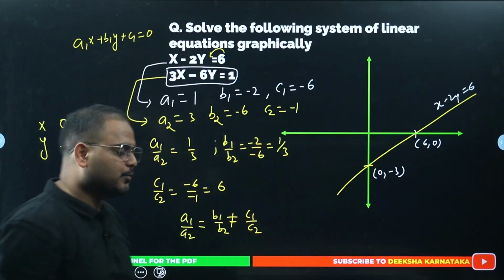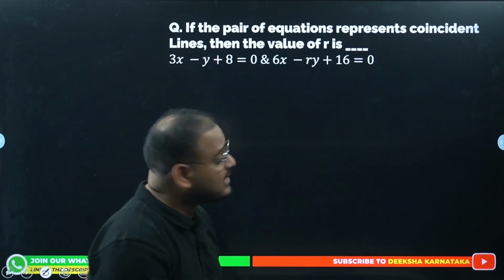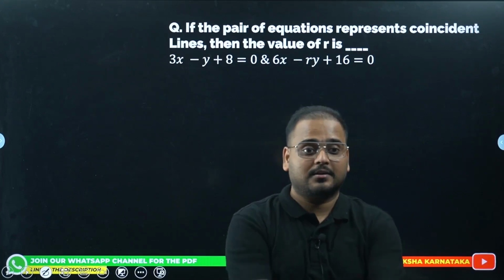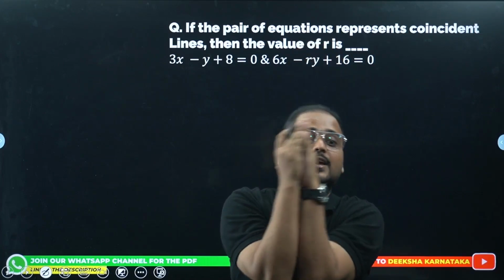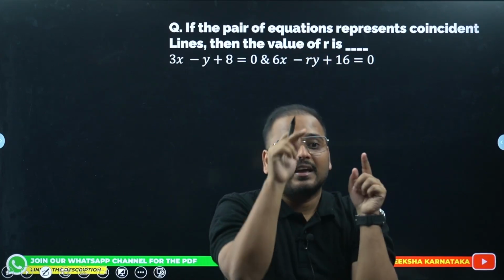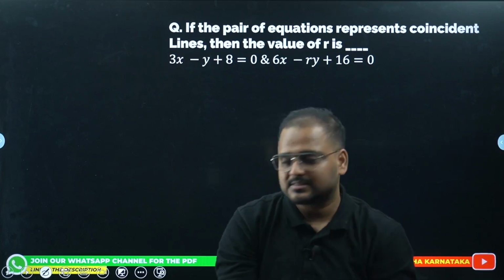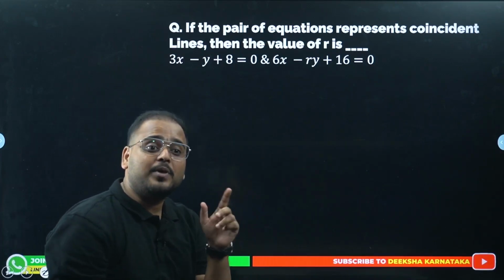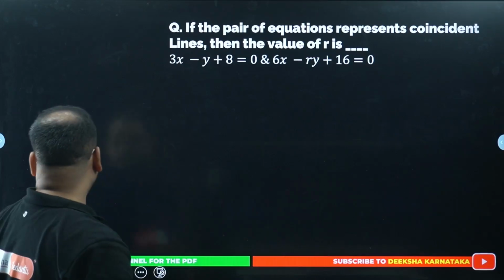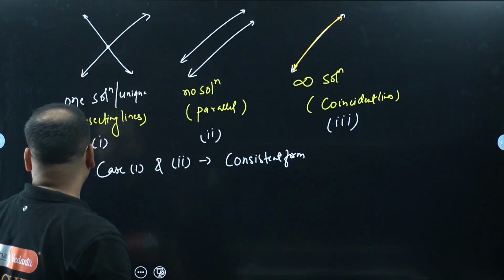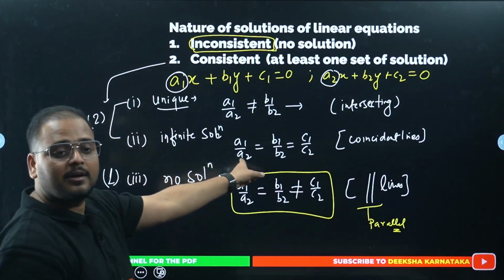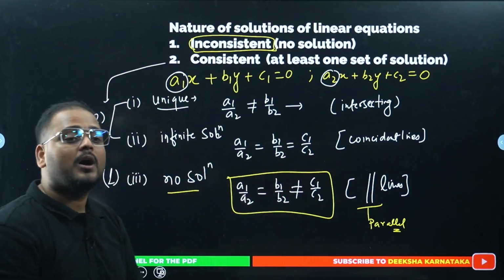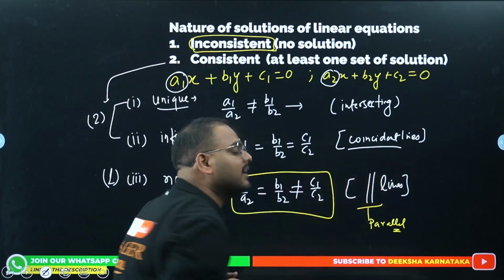Okay, let's continue. If the pair of equations represents coincident lines. Coincident lines means what? The lines are completely overlapping, meaning infinite solutions, meaning A1 by A2 equal to B1 by B2 equal to C1 by C2. Sir, are you sure? Did you forget? Check. A1 by A2 equals B1 by B2 equals C1 by C2 for coincident lines.